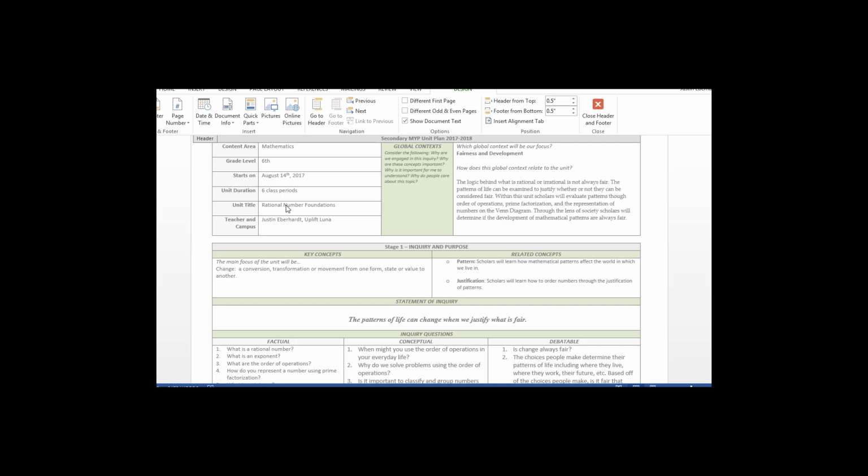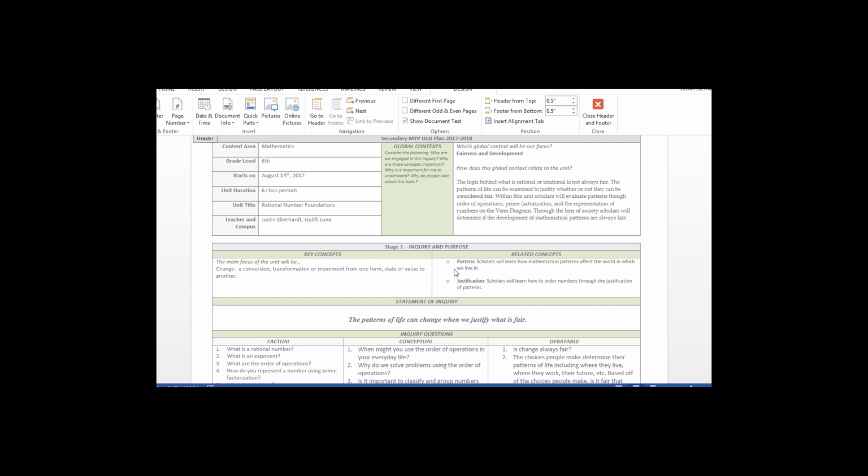Within this unit, we're going to be discussing rational number foundations. This unit will take 6 class periods. This unit is constructed through the key concepts, related concepts, and global context. The key concept for this unit is change. Within this unit, scholars will be able to analyze how to effectively convert numbers through the forms of fractions, decimals, and percents. Furthermore, scholars will articulate how he or she can effectively create change within their community. This will come later within our GRASP project that I'll discuss as we move on.